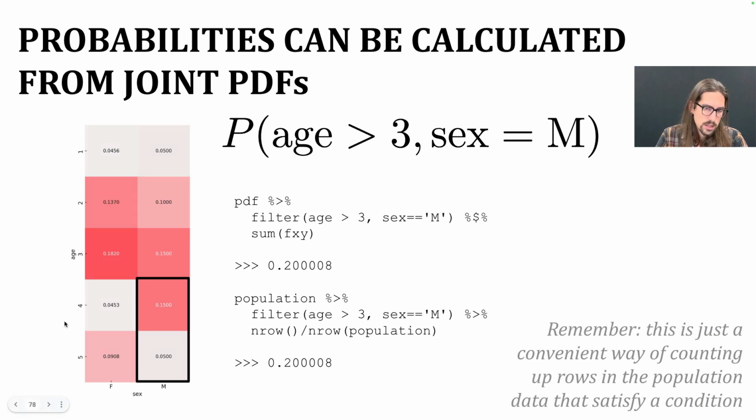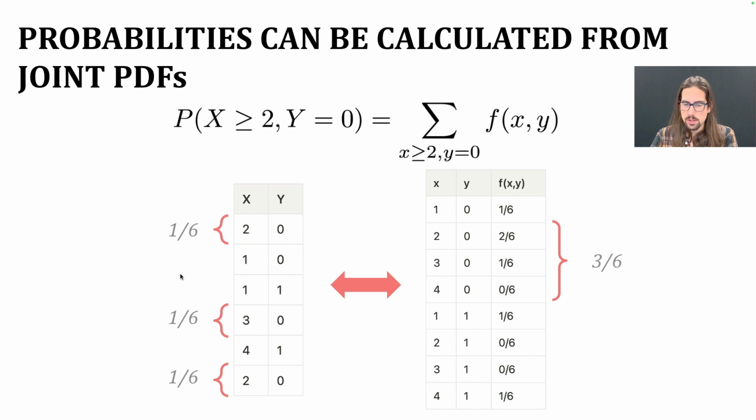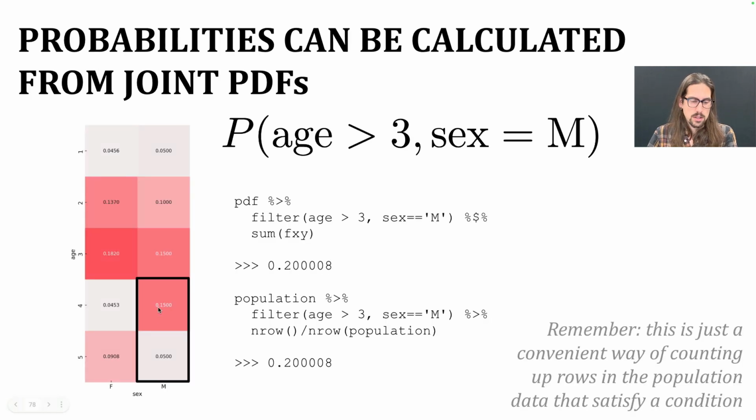So in this visualization, we're asking about sex equals M, so it's this column here, and then age greater than 3, so 4 or 5. I've outlined the boxes, in this case the rows of the density, but in this visualization it's the cells where that is happening. Then I need to add up the numbers in those 2 cells. So the answer I should get is about 0.2.